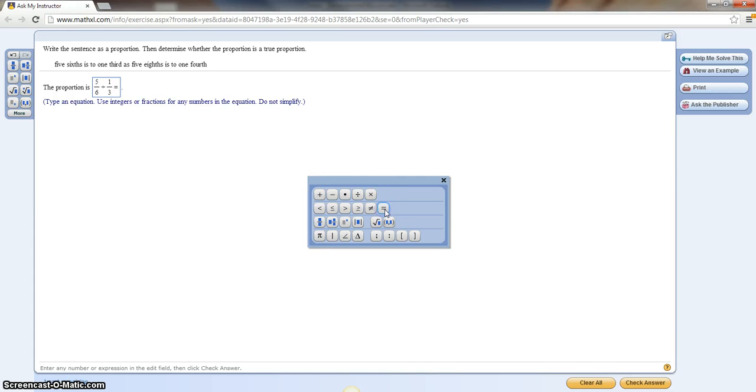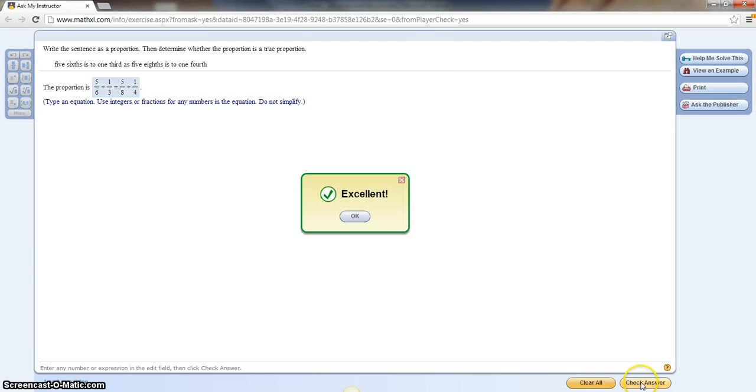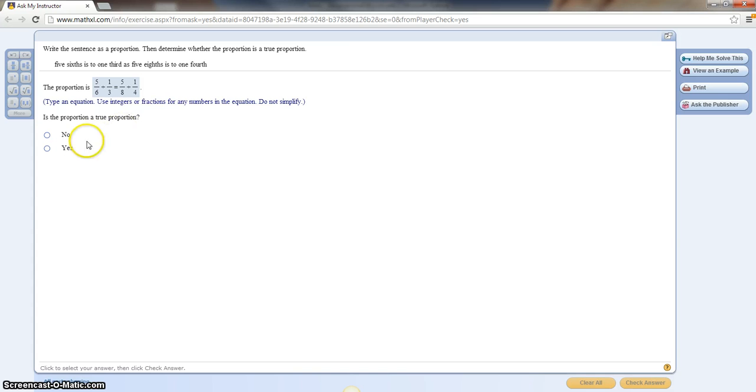And we'll click at the end here. Now we need to hit equal. Now it has 5/8 is to 1/4. So we hit the fraction bar again. So we'll hit 5 and 8 and click at the end here. Okay, now we need to hit our division key here. Now it says is to 1/4. We hit this fraction bar again. We'll hit 1. We'll hit 4. Now we hit check answer. It says excellent. Okay, now we press OK.